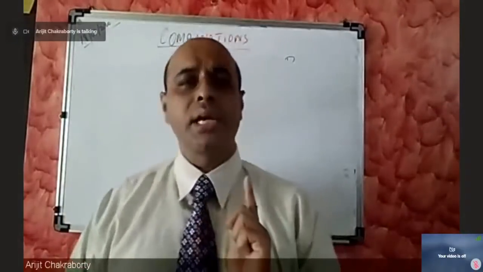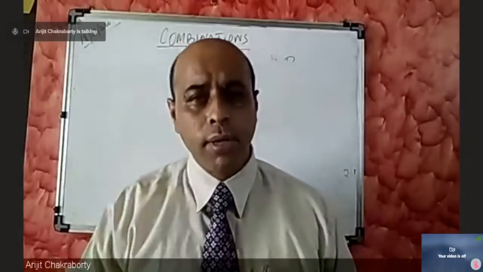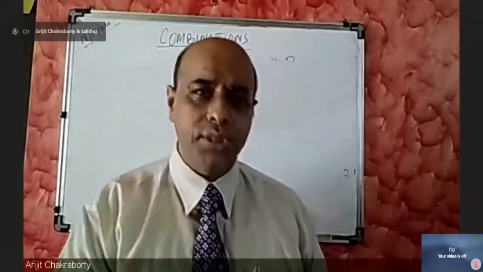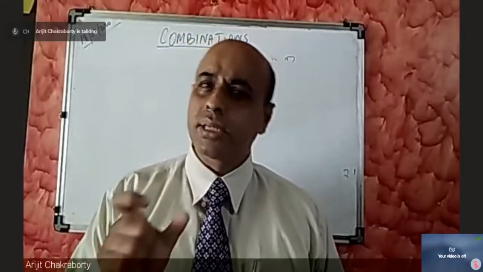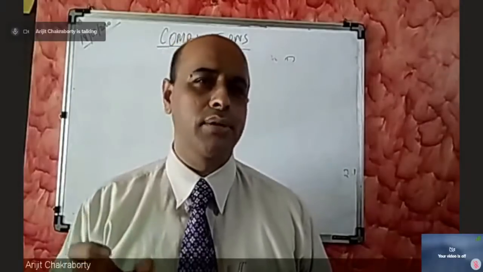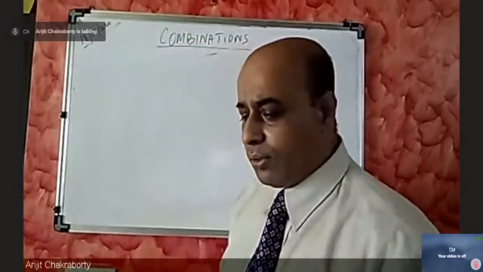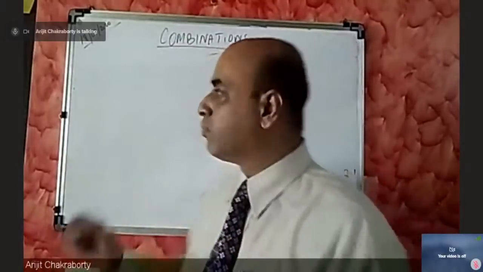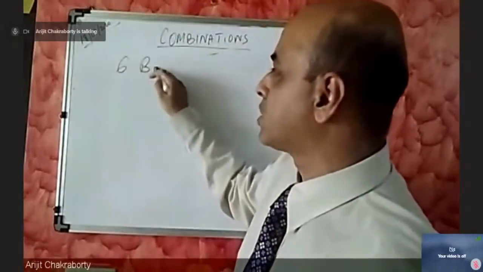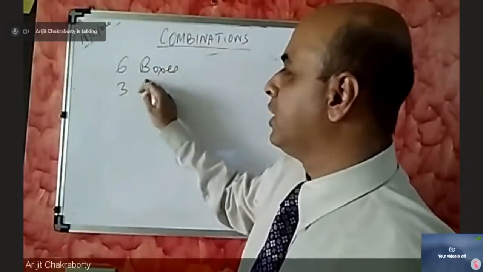And today I shall also be doing the problems which came from this chapter in the CA May MTP, that is the model test paper of May 2020. Okay, so I'm giving one example. There are 6 boxes and 3 balls. So 6 boxes and there are 3 balls.